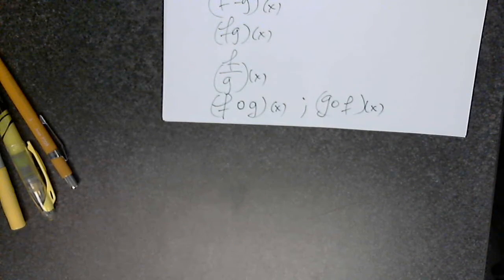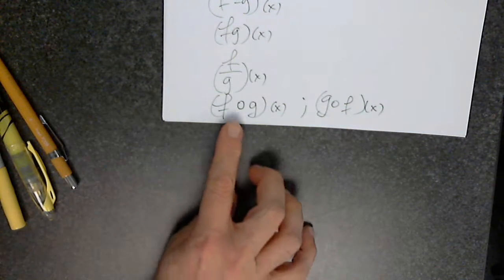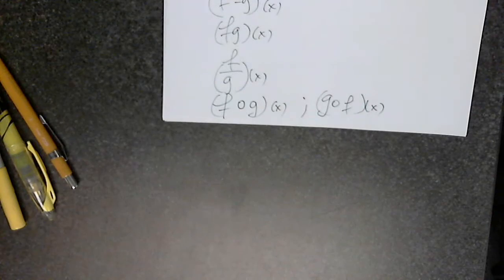So what are these? Well, again, these are ways of finding new functions if I'm given at least two. So if I'm given two functions, I can add them and create a new one. I can subtract them and create a new one. I can multiply them, create a new one. I can divide them, create another function, or use function composition to create new functions.